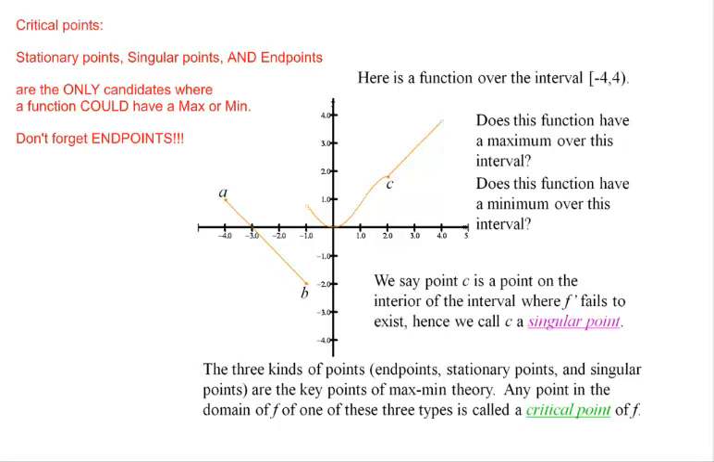Please remember, you have three types of critical points. Stationary points, where your derivative equals 0. Stationary points, where your derivative does not exist because you have some sort of discontinuity. And singular points, where your function has a cusp, which is also where your derivative will not exist. And endpoints. This is a half open, half closed interval.